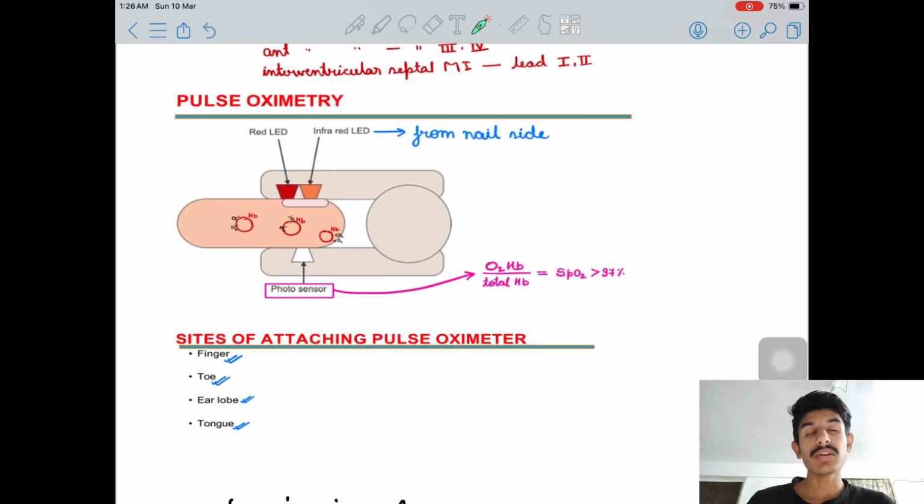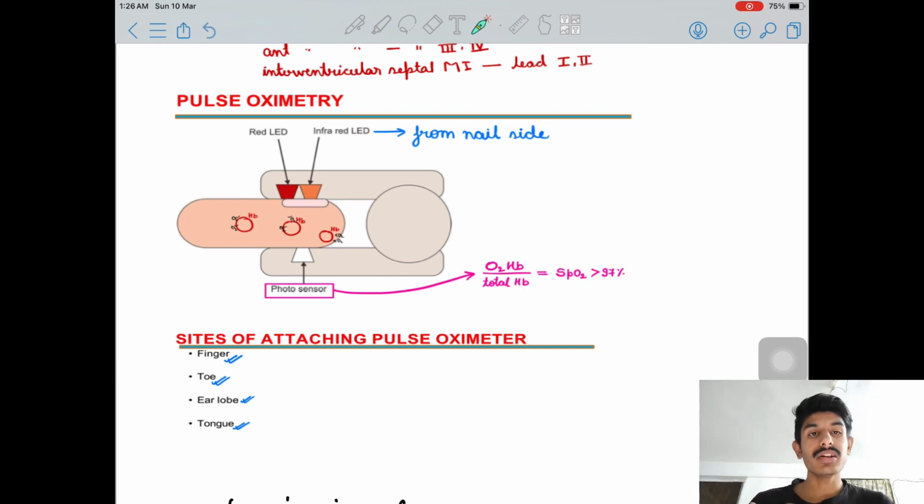So next part is the pulse oximeter. I think everybody knows the pulse oximeter, because during COVID time everybody had this machine in their OPD, or we can say in our houses also. So what does the pulse oximeter do? It will just check the oxygen in your bloodstream which is flowing. So it will give you an accurate reading of how much oxygenation is there in your blood.